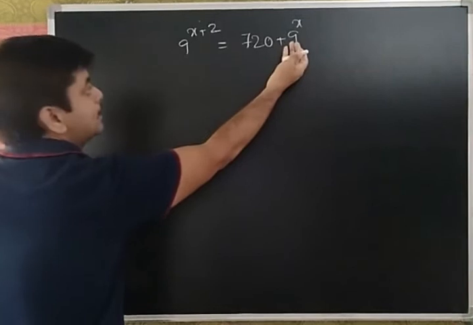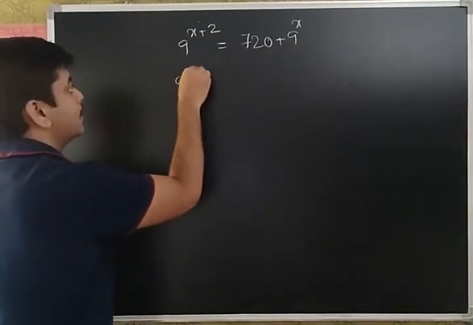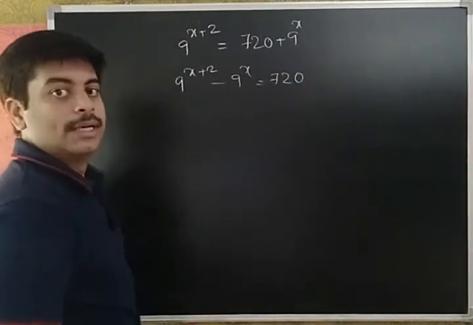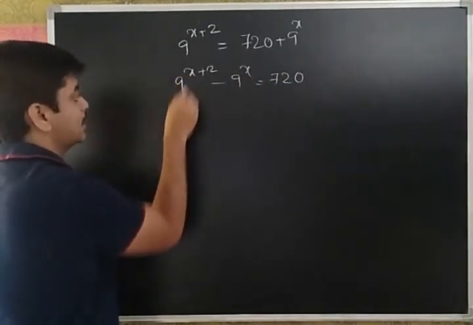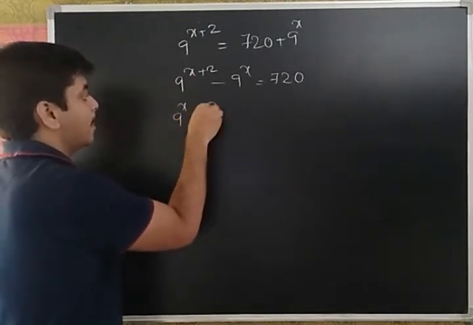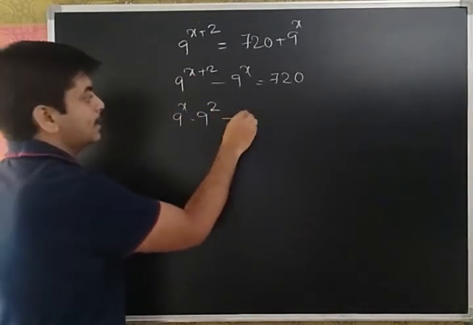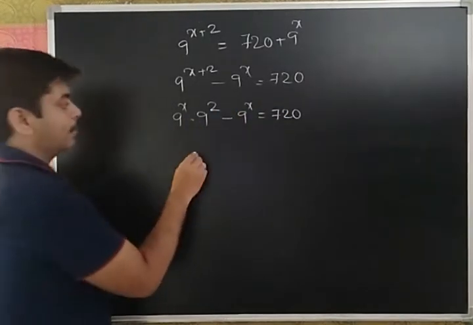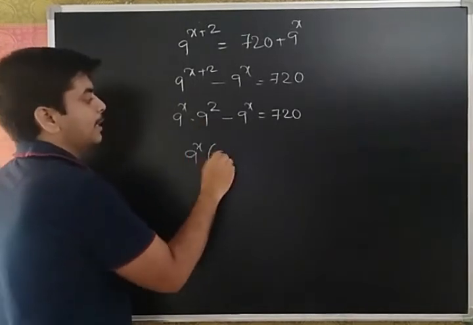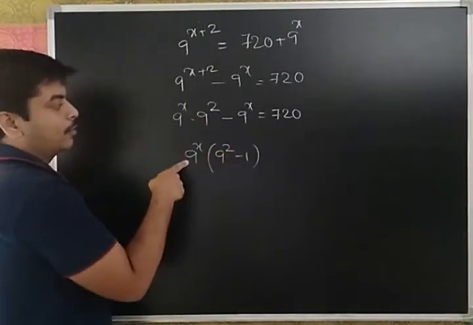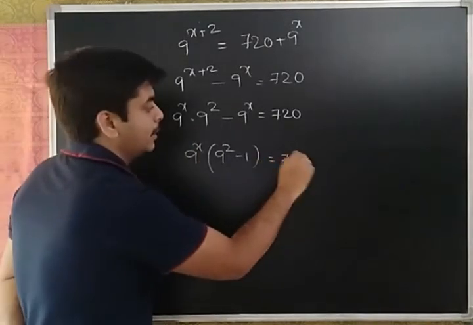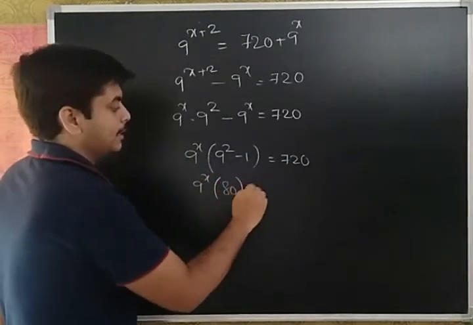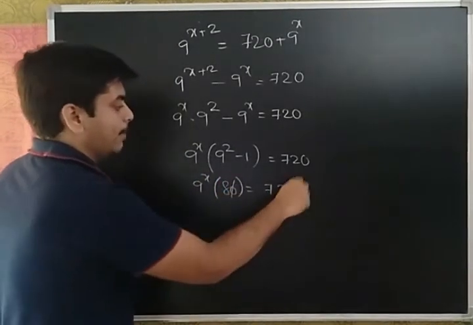See, I will bring this 9 power x this side. So 9 power x plus 2 minus 9 power x is equal to 720. So this is 9 power x into 9 square minus 9 power x is equal to 720. Okay, so if you take 9 power x common, it is 9 square minus 1 is equal to 720. 9 power x into 81 minus 1 is 80 is equal to 720. So 0 and 0 can be cancelled.